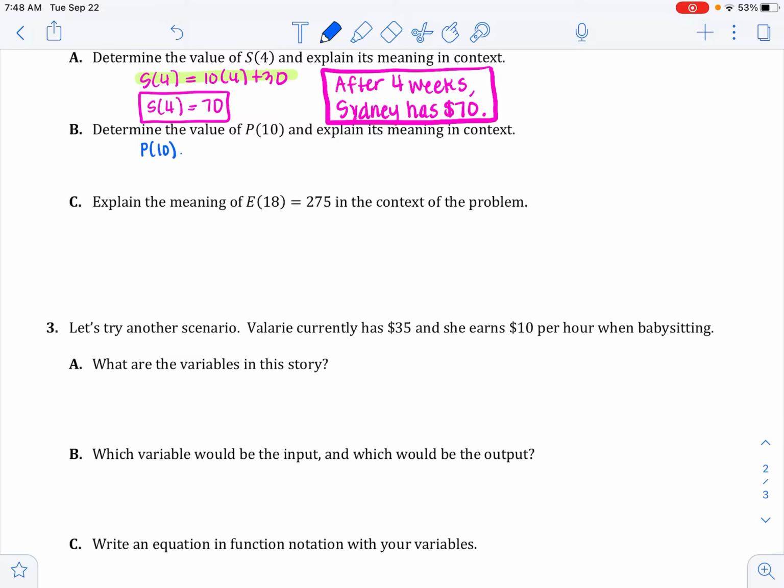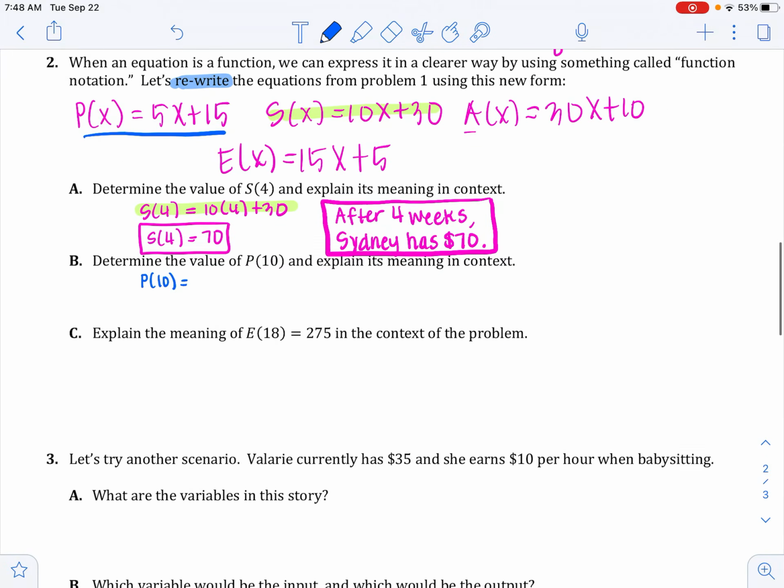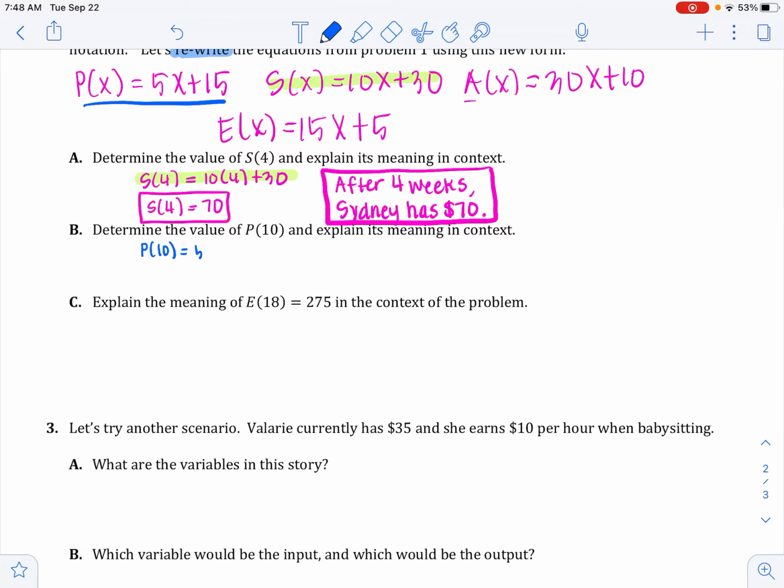Okay, let's try another one here. We're going to do p of 10. So we're going to go to p, that's this equation right here, and we're going to plug in 10. 5 times 10 plus 15. So p of 10 is equal to 50 plus 15, which is 65.